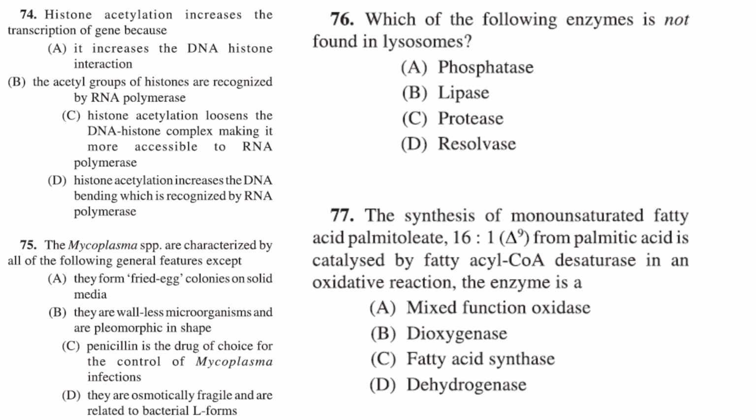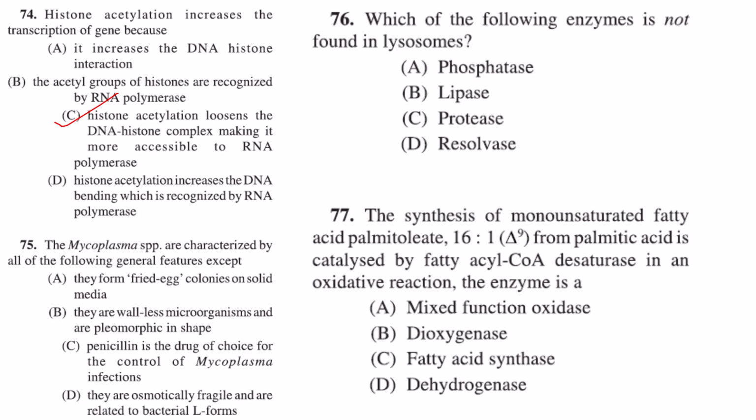It increases the DNA histone interaction? No, it decreases it. The acetyl group of histones are recognized by RNA polymerase? No. Histone acetylation loosens the DNA histone complex, making it more accessible to RNA polymerase. So answer is option C. Histone acetylation increases the DNA bending, which is recognized by RNA polymerase? So that is also not correct.